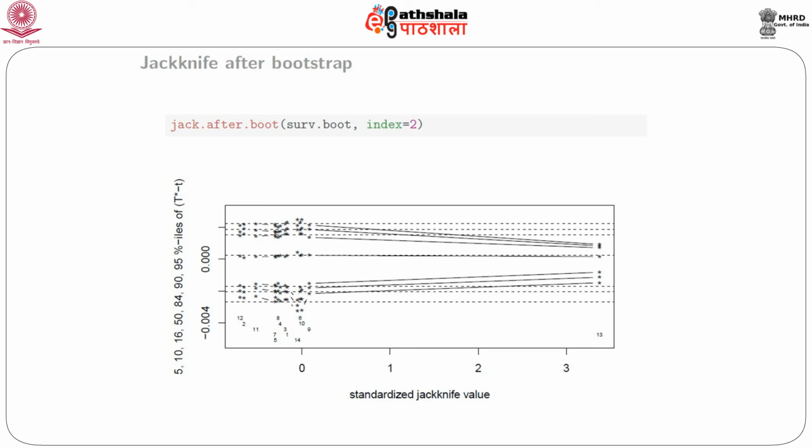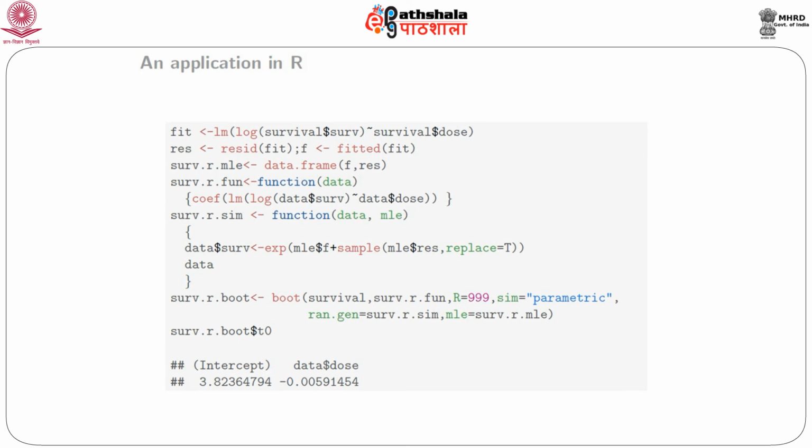So, the vertical axis shows quantiles of t star minus t for the full sample, and they are plotted as horizontal dotted lines, and without each observation in turn is plotted against the influence value for that observation. And if you see, the influence value 13 is pretty far off from the other influence values. That means the deletion of case 13 has a very strong effect.